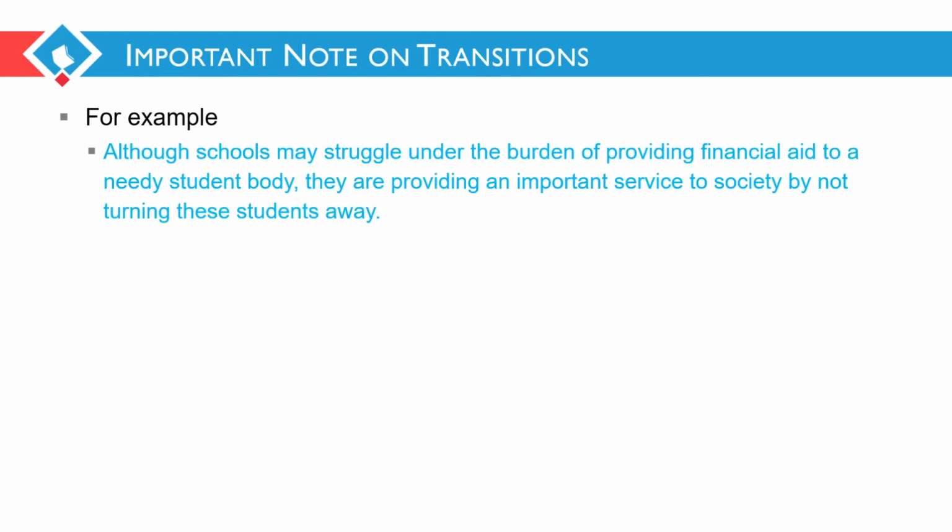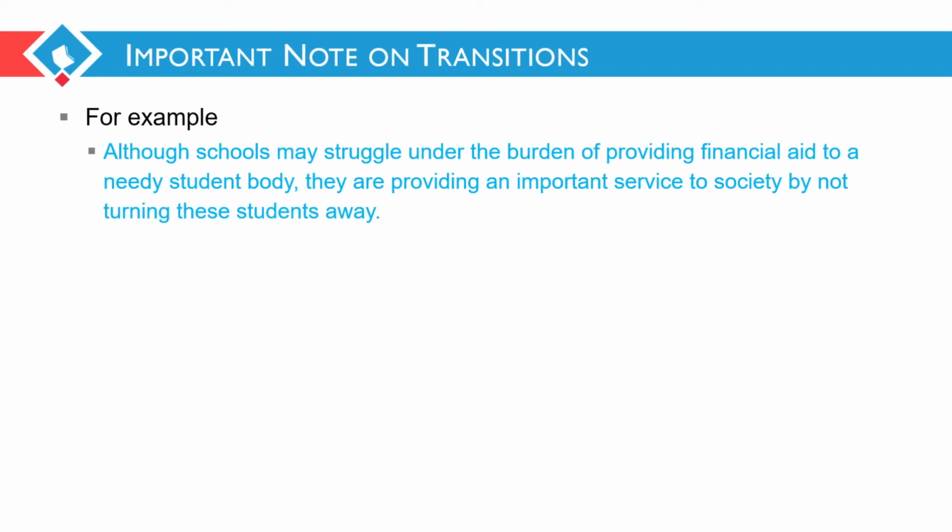For example, in this case, here's a good transition example. "Although schools may struggle under the burden of providing financial aid to a needy student body, they are providing an important service to society by not turning these students away." So in this case, you're transitioning from the schools having a burden while providing financial aid to them providing an important service to society by keeping the students that have high need for financial aid. So you're transitioning from one portion to the other.